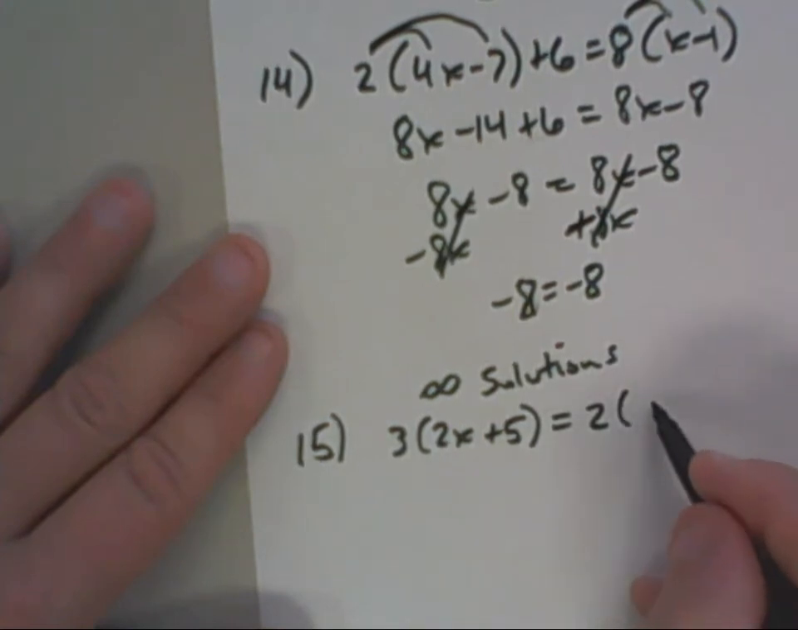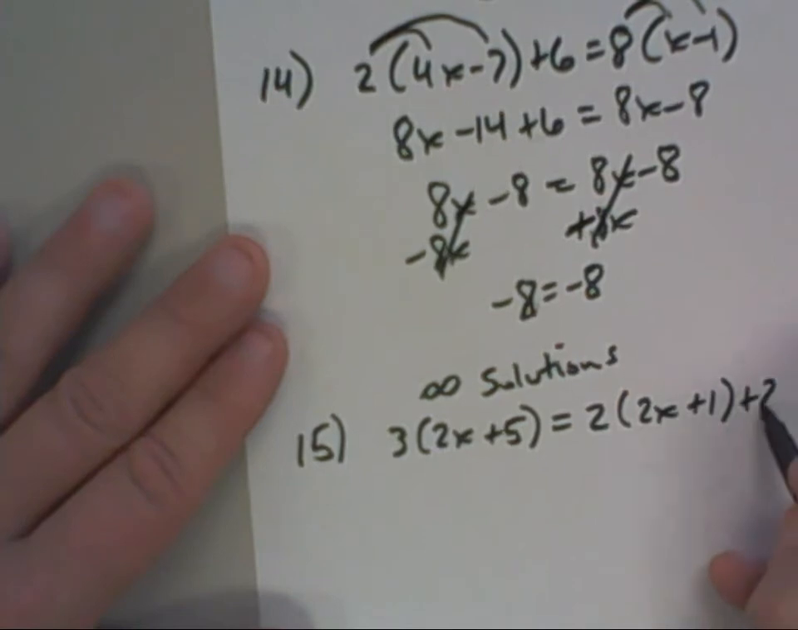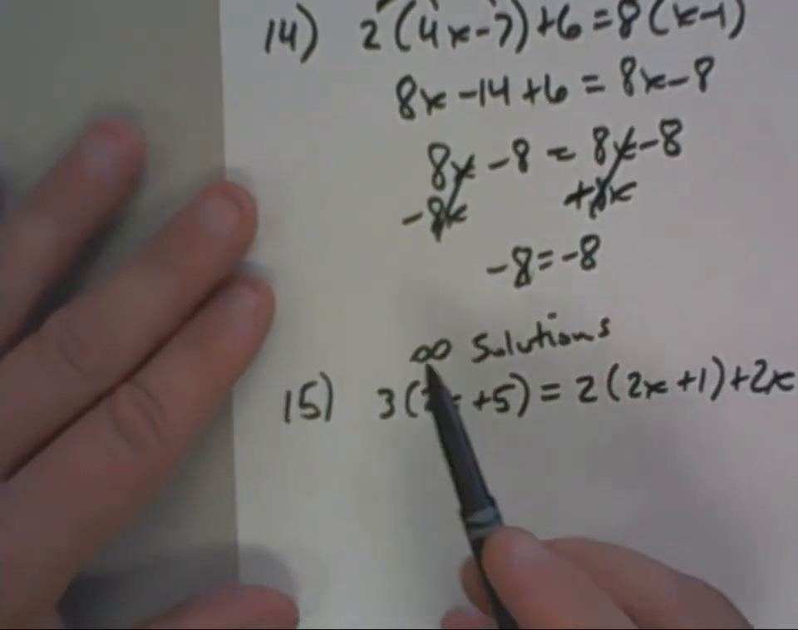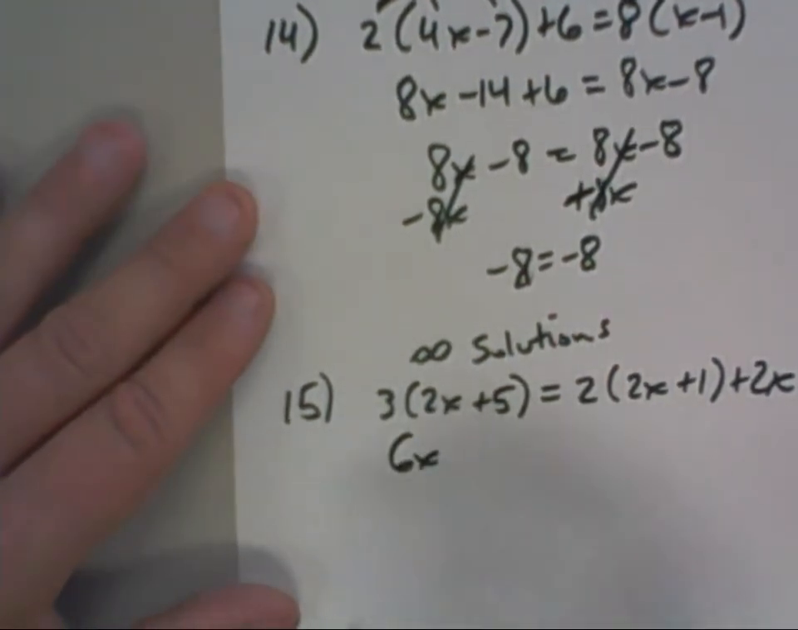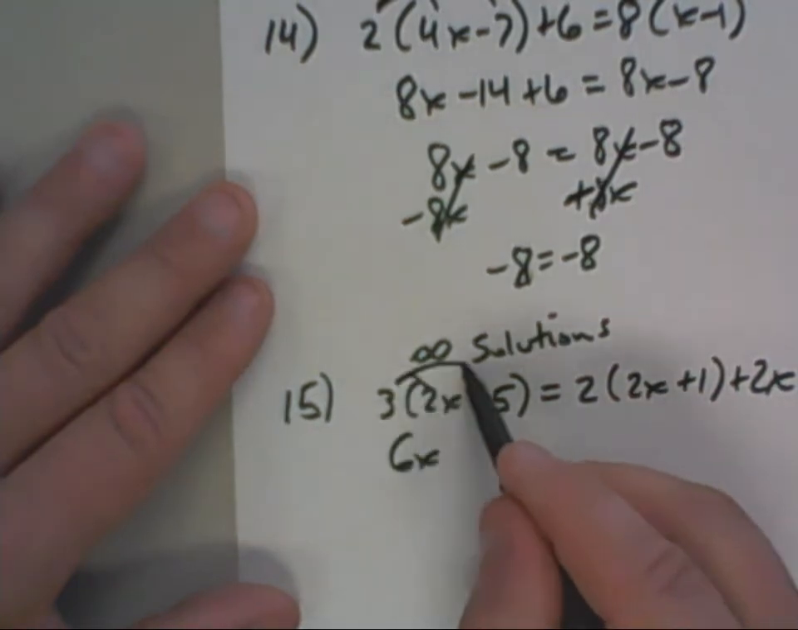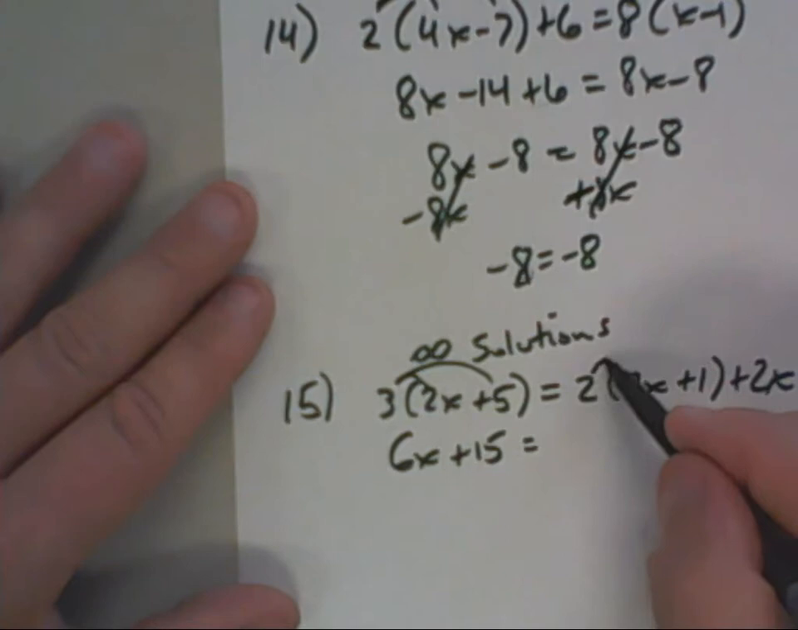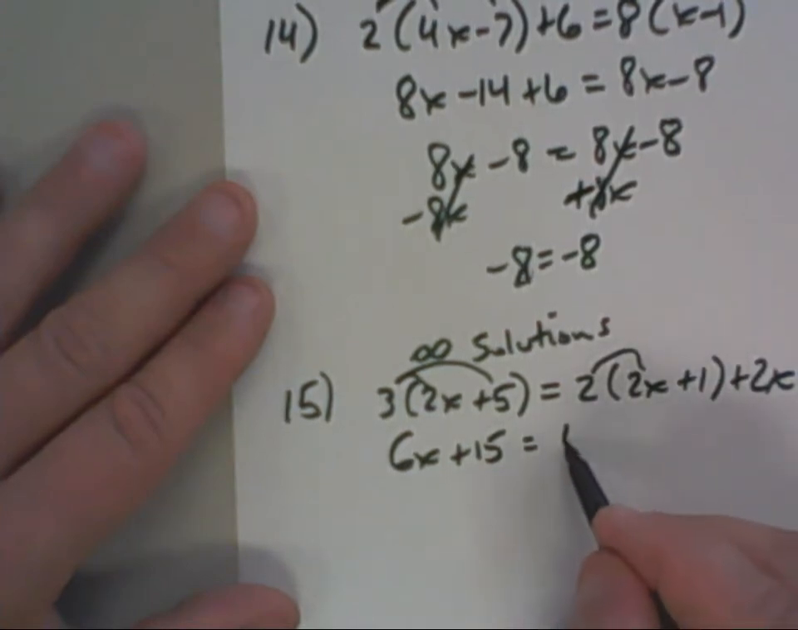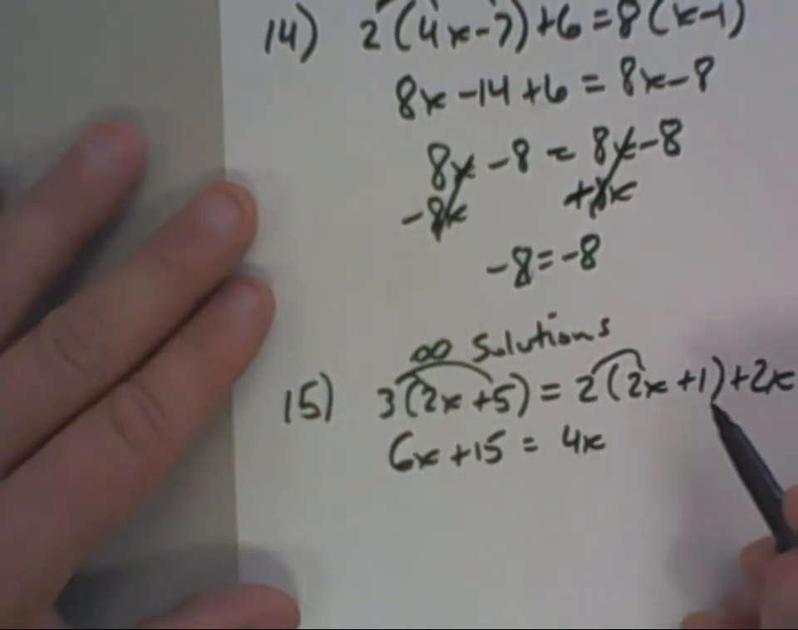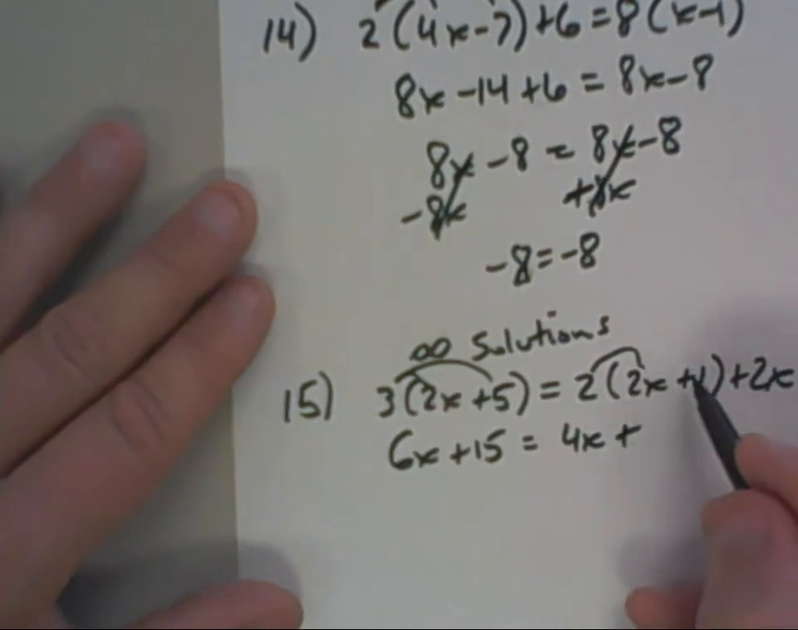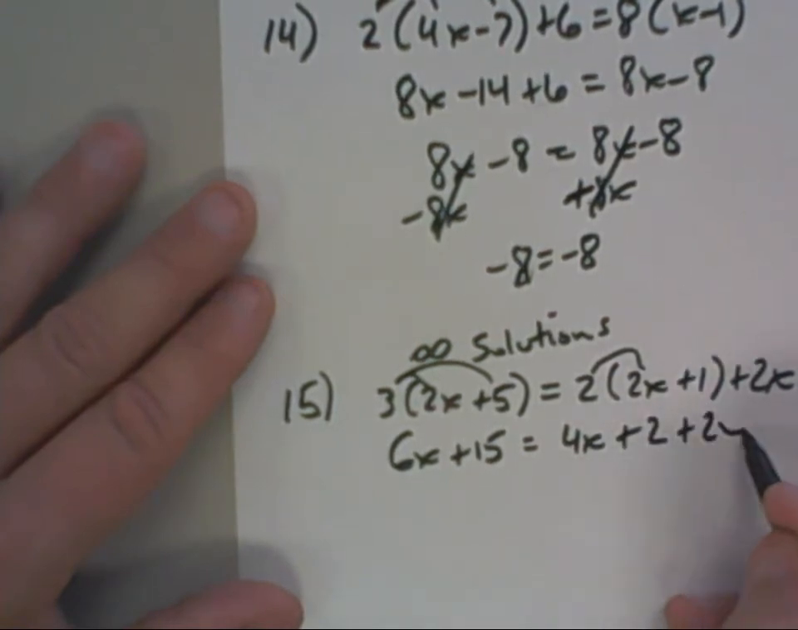Let me explain what we're doing here. We're going to simplify both the right side and the left side of the equation again. I'm going to take 3 times 2x, which is 6x. And 3 times 5 is 15. But then on the right-hand side of the equation, 2 times 2x is 4x, plus 2 times 1 is 2, plus 2x.